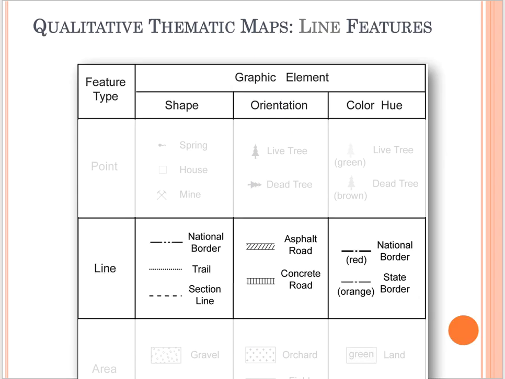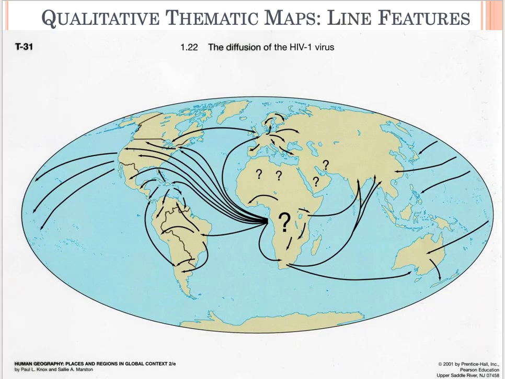Also, we could see line features in qualitative thematic maps. So we could have different shapes of the lines to show us national border versus trail versus section line. Also, we could see that we have orientation, so showing the difference between the road types, and color hue, showing the difference between a national border and a state border, depending on the color. So this is a qualitative thematic map based on line features.